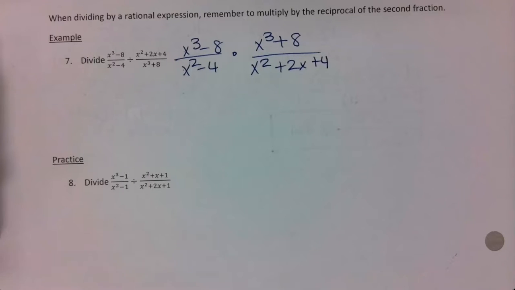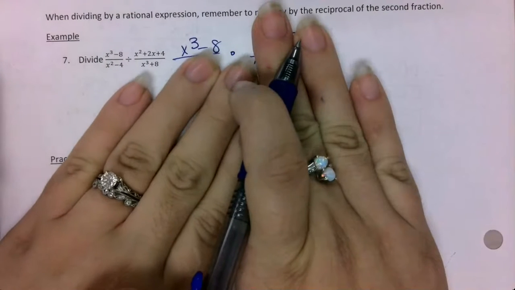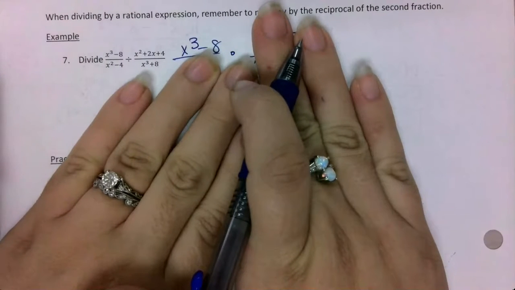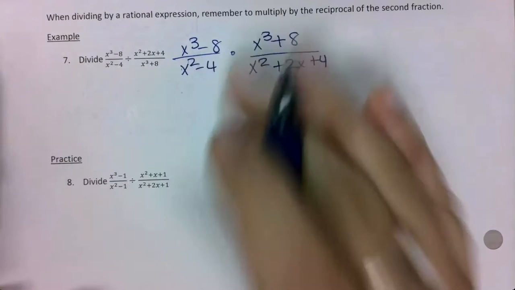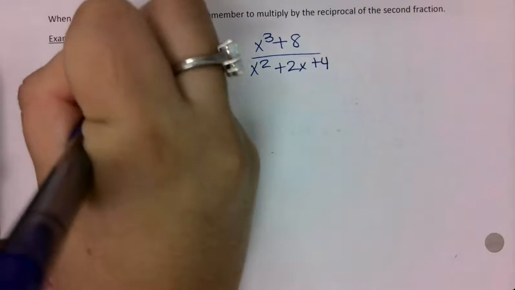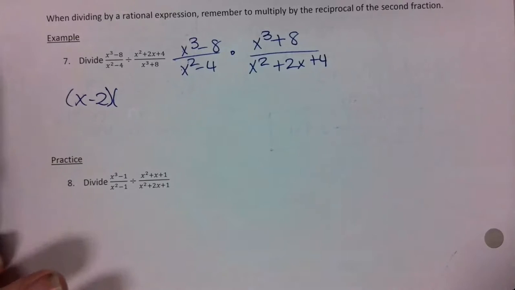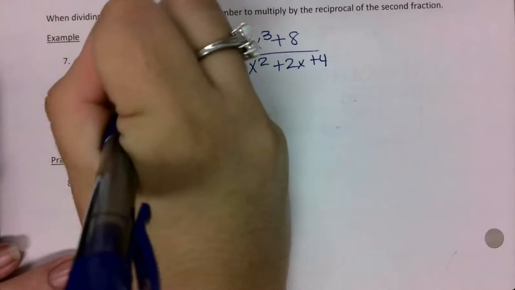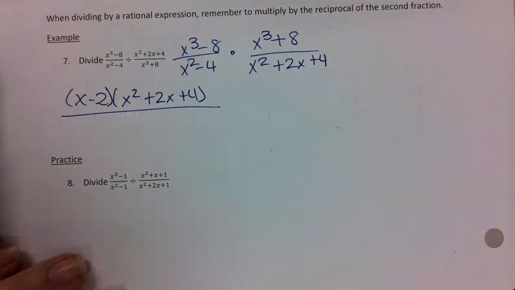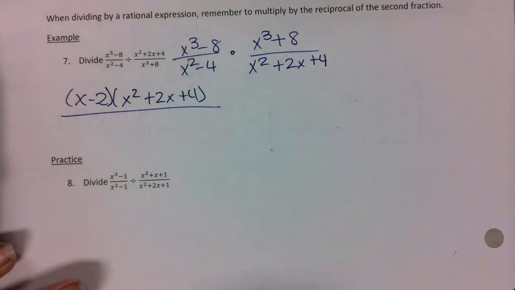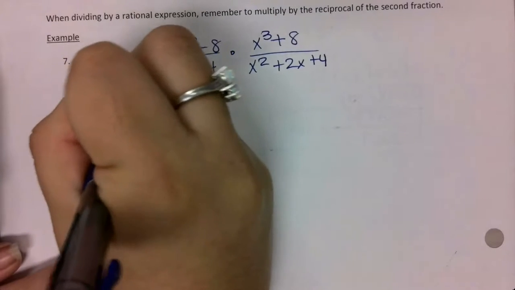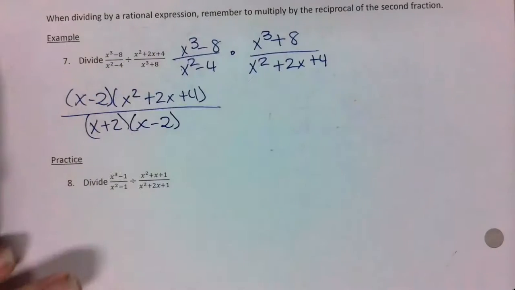Okay, so then I want to go ahead and factor. If I focus on just my numerator of my first fraction, what does this factor to? What comes after the x minus 2? Yep, x squared plus 2x plus 4. Remember, this is a difference of cubes pattern, which we learned on Friday. What about my denominator? What does that factor to? x plus 2, x minus 2. This one's a difference of squares.